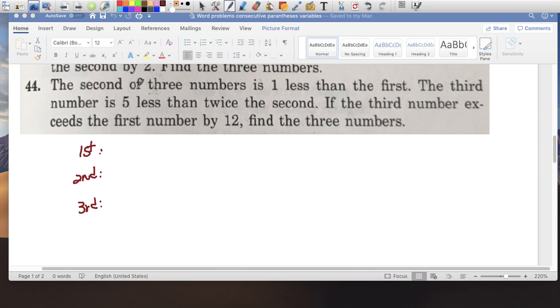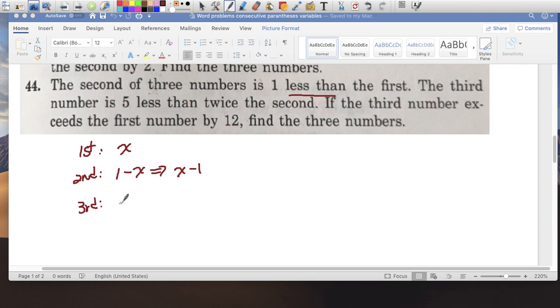Oh my god. So the second of 3 numbers is 1 less than the first. So the first, I guess, we'll call it x. And the second is 1 less than the first, and this will actually become x minus 1, right? Because with less than, we turn around, we switch the position of those terms.